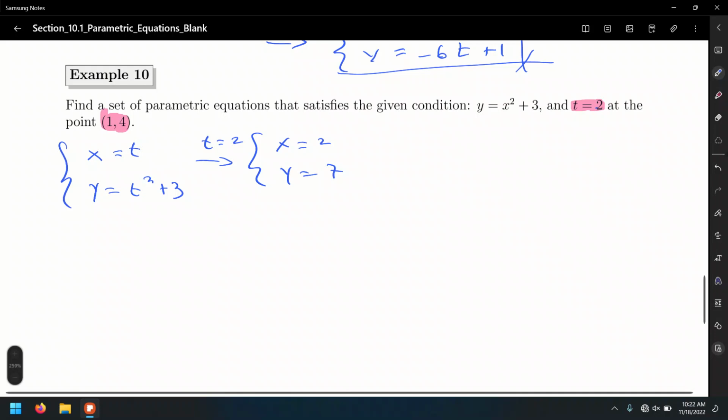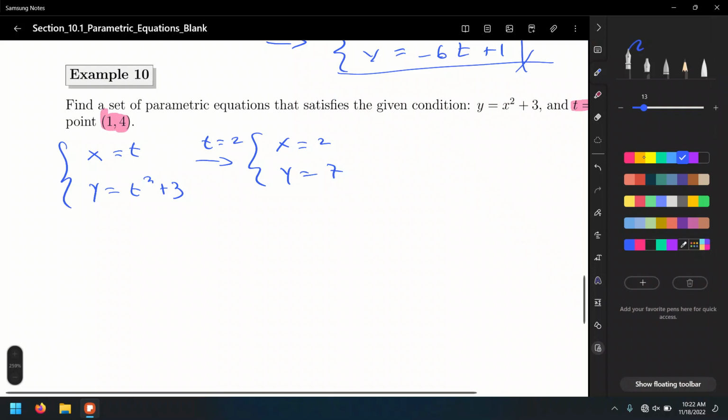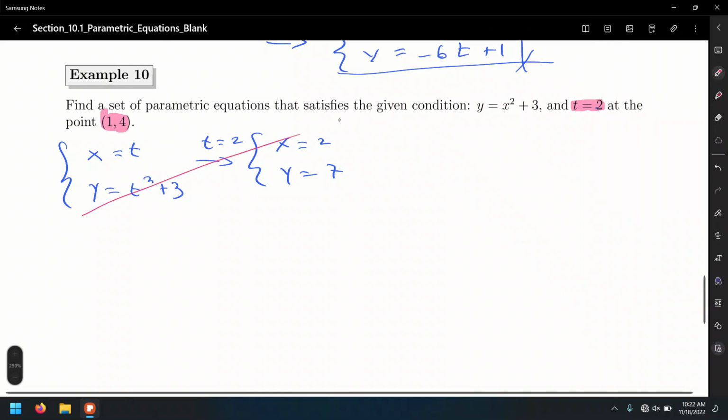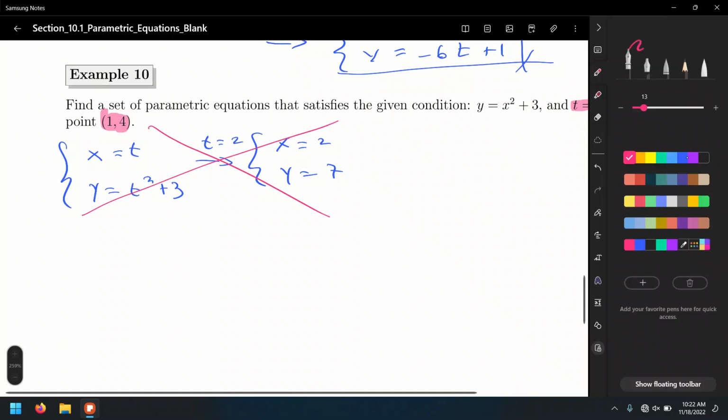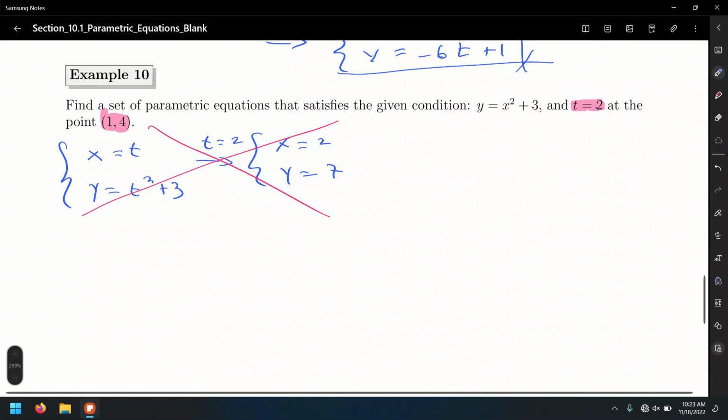So we need to make a modification in order to get the point 1, 4 whenever t equals 2. Number one, don't erase this. Actually, just cross it out, so you can keep it in your records about why it's not going to work, why this is not the final answer. We need to modify this set of parametric equations in a way that it actually works.